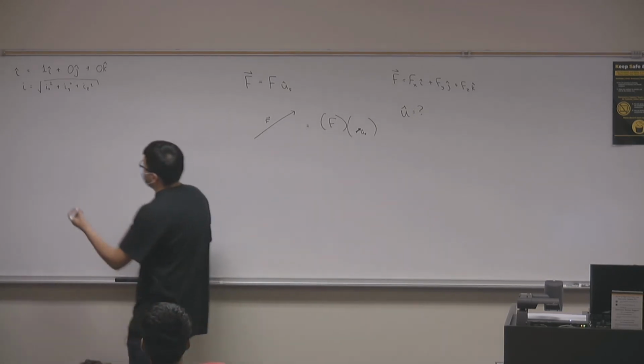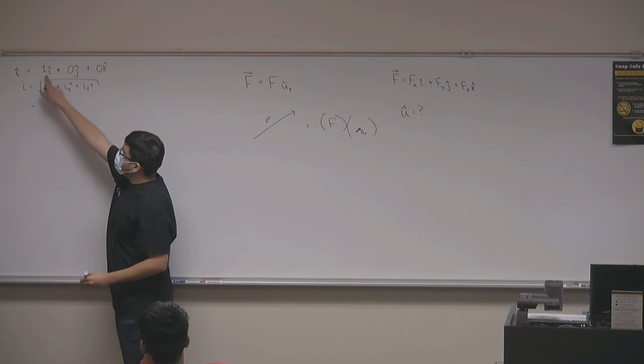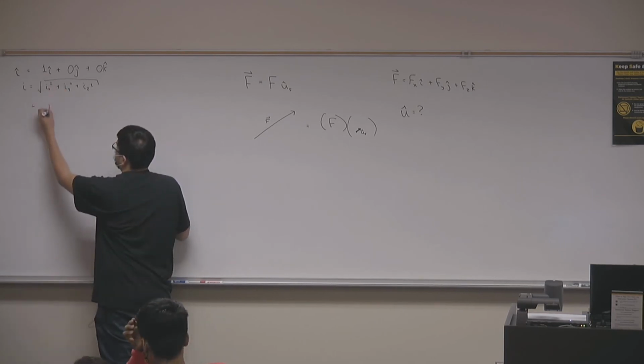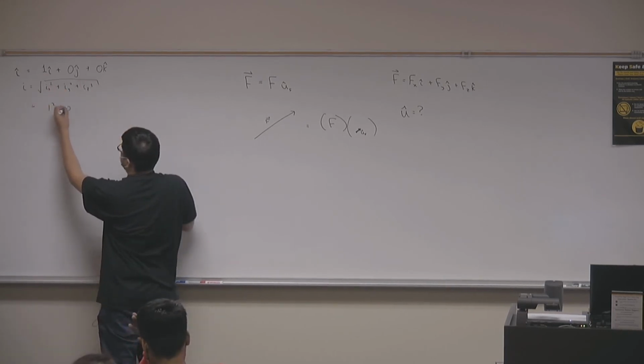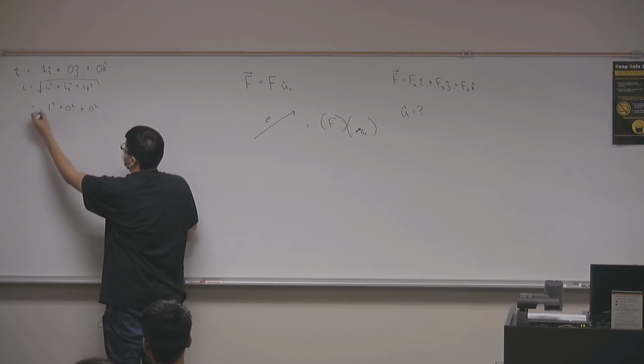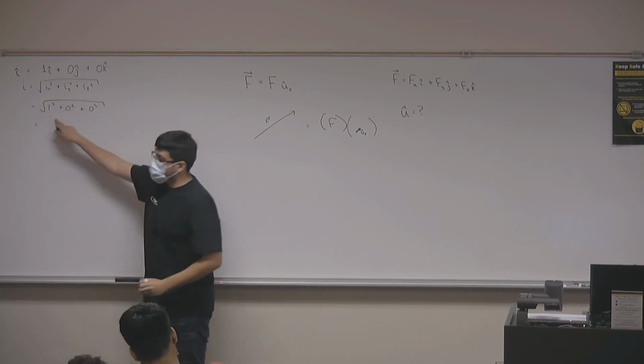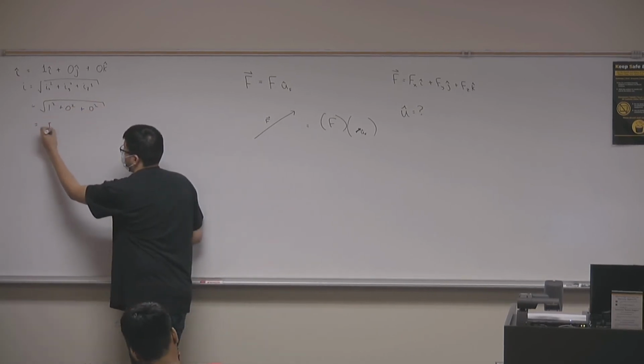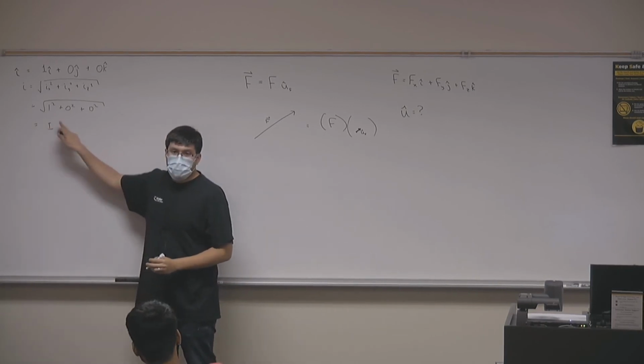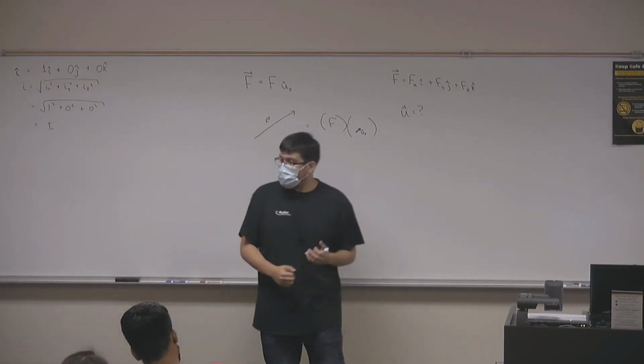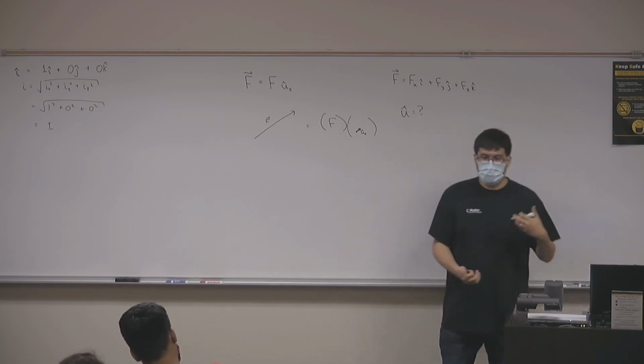So let's just solve this quickly. What's the magnitude of the x component? 1. So 1 squared plus 0 squared plus 0 squared. How much is this? 1. So if the magnitude of my vector is 1, then I am dealing with a unit vector. We can do the same thing for j. We can do the same thing for k.